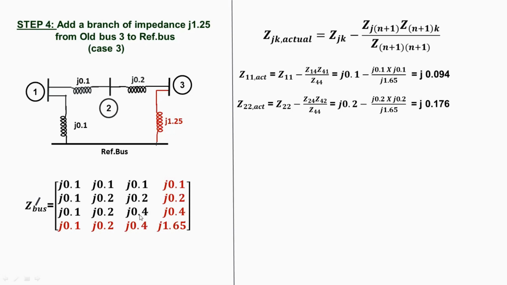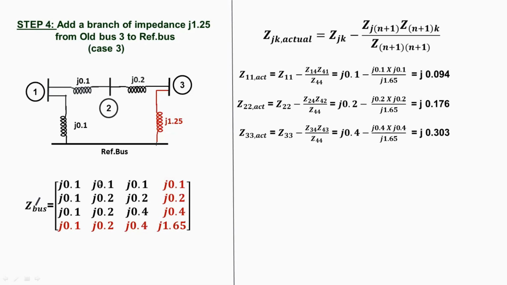The next diagonal element is Z33 actual. Z33 actual is equal to Z33 old, j0.4, minus Z34, then Z43, divided by Z44. Then substitute all the values, you get j0.303.